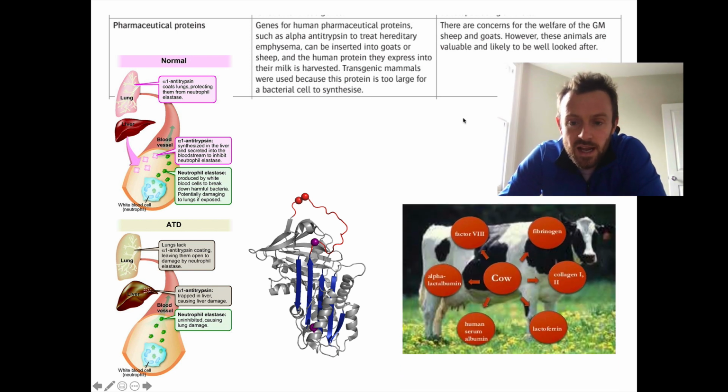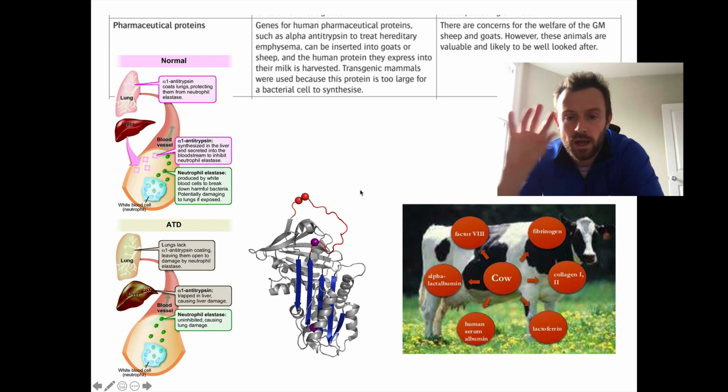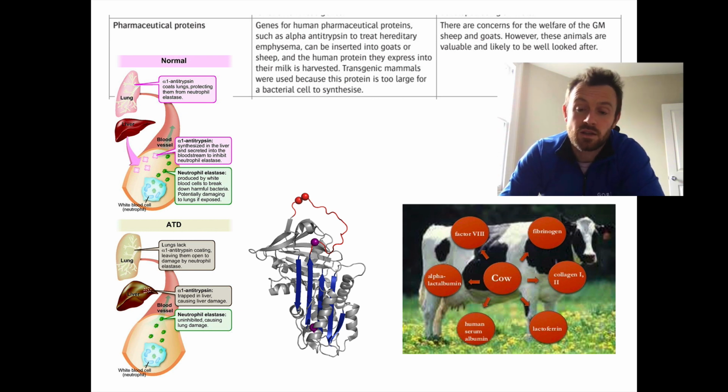So if we engineer a cow, for example, with a human protein like this, and we put it in correctly, we can get the cows to produce these proteins in their milk. So here are some different things that cows already produce. Factor VIII, that's involved in blood clotting for hemophiliacs. Fibrinogen, also involved in blood clotting. And these other ones, lactoferrin, I think, is involved in transporting iron.